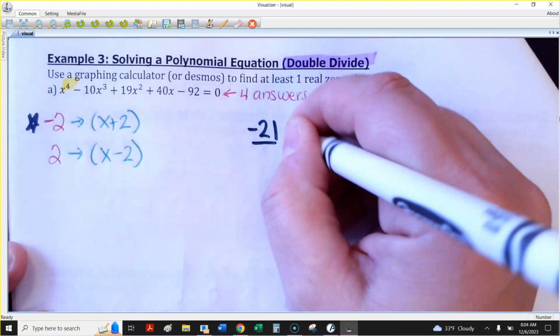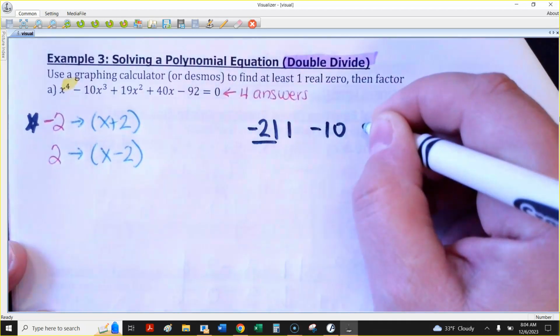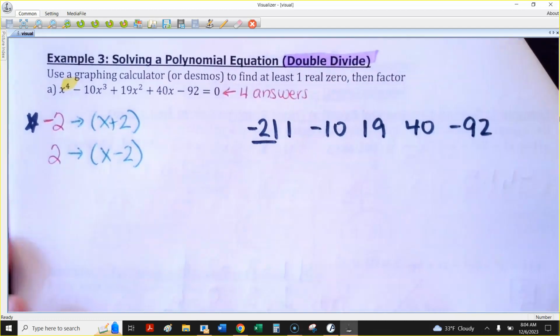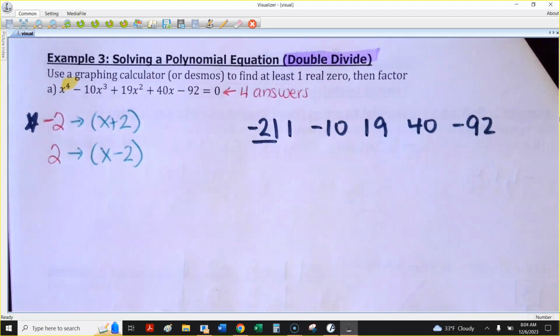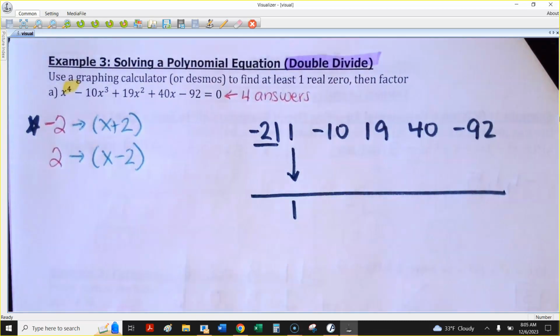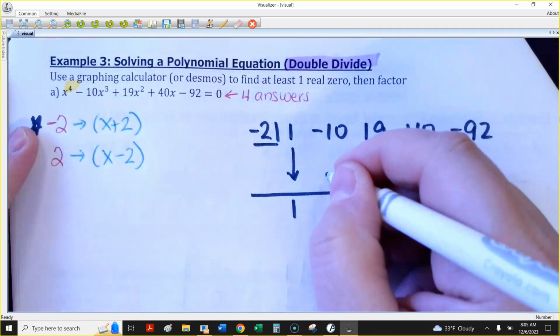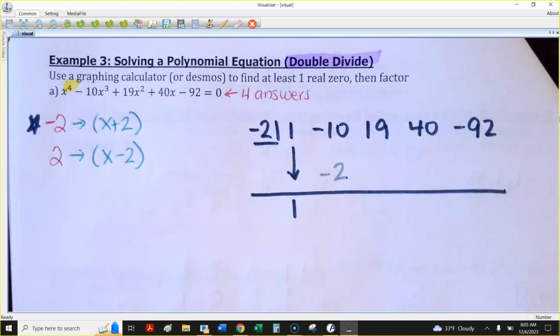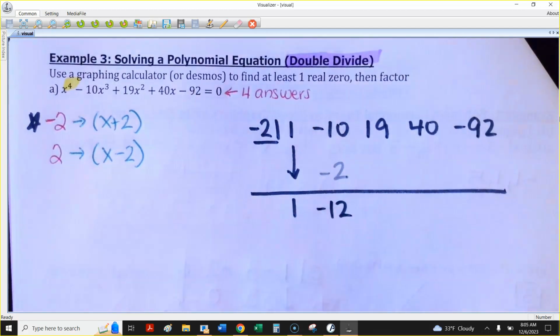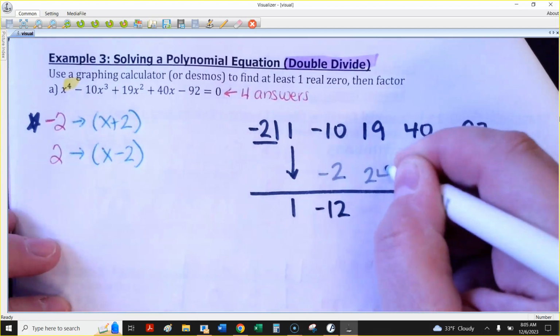Okay, so I have 1, -10, 19, 40, -92. I'm not missing any powers of x, so I don't need any zeros. I'm just going to bring down that first term and copy it below the line. Everybody else, we're just going to multiply and add all the way down. So -2 times 1 is -2. If I add that to -10, we'll get -12. -2 times -12 is +24. And then we're going to add that.